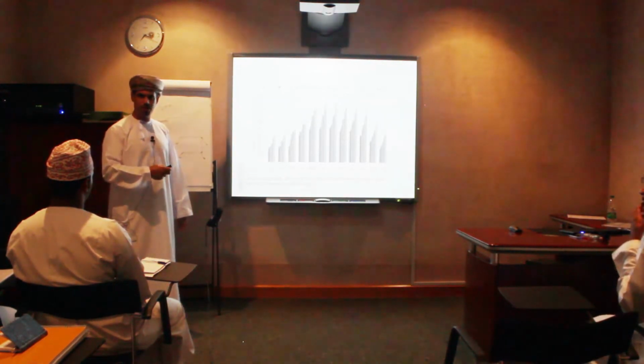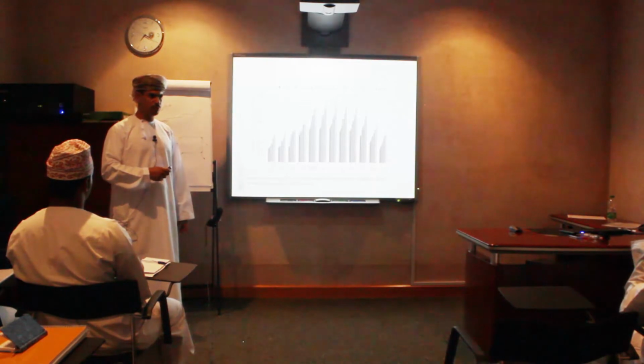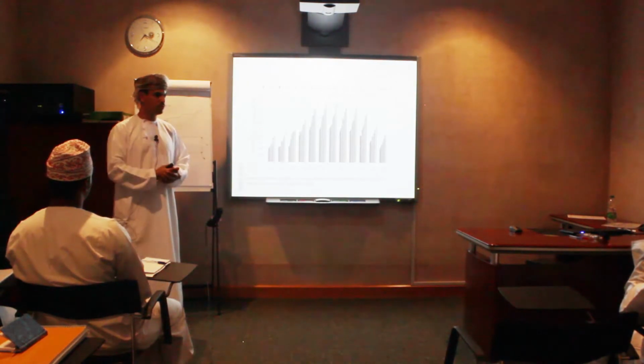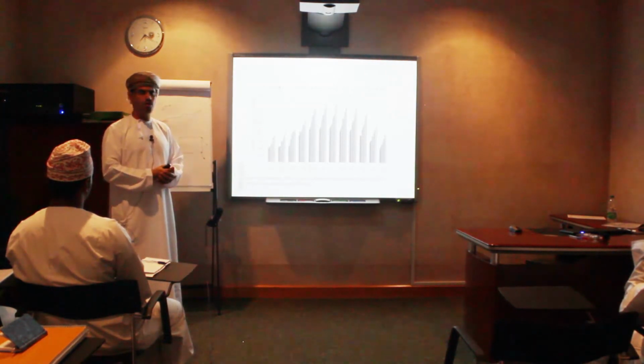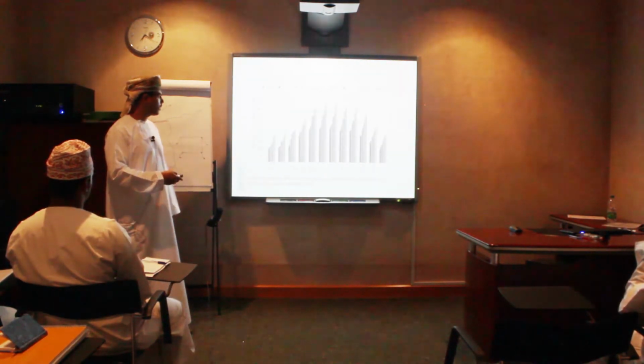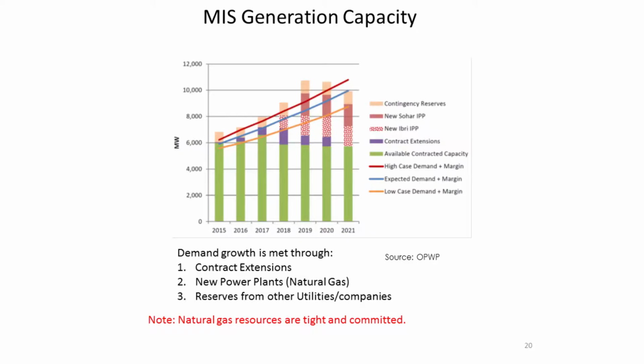Just to let you know how much investment is needed to cope with this demand, it's about 100 million Omani riyals per year. This is not for the fuel, this is just for the wires, transformers and generators. On average we have 100 million Omani riyals of investment. Now, if this demand is increasing, how can we supply it? This is the latest report from OPWP, the Oman Power and Water Procurement Company. They are responsible for planning capacity and generation. So how can we satisfy this demand? This is the demand, the blue line, the expected demand.